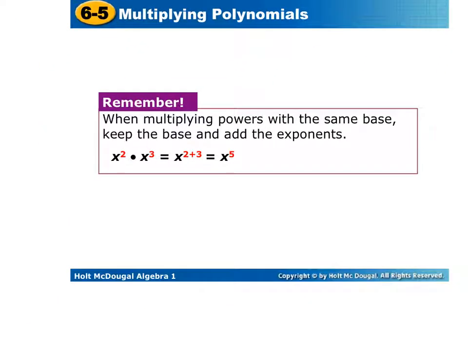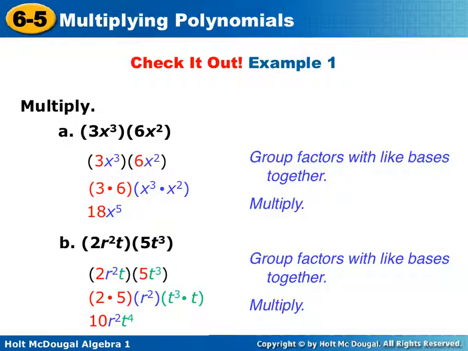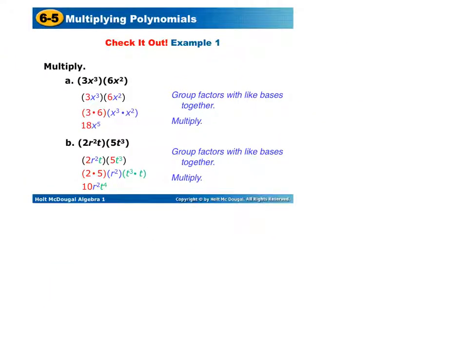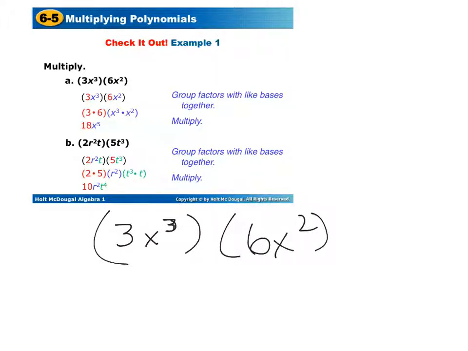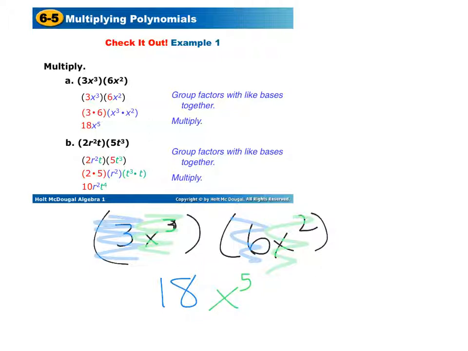So here again, when you multiply something with the same base, you add the exponents. Here's another one. 3x to the third, and again, parentheses mean multiply. I'm going to multiply my coefficients. The 3 and the 6 gives me 18. And then I'm going to multiply the x to the third times x squared. And when I multiply variables, I add the exponents.